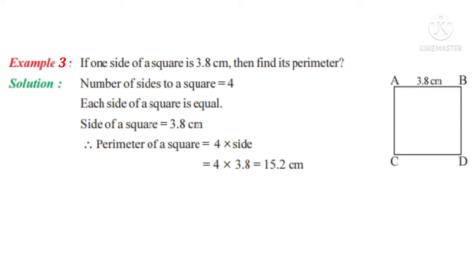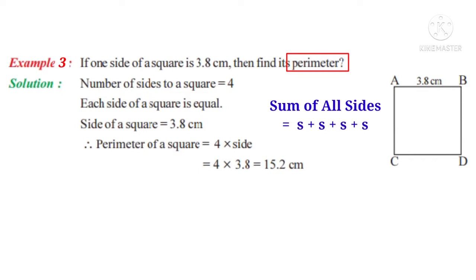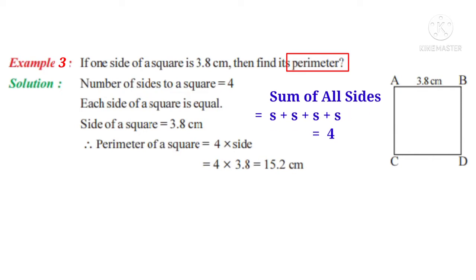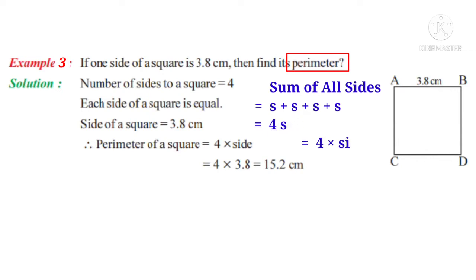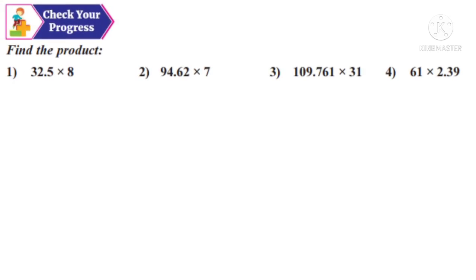Now let us take example 3. If one side of a square is 3.8 centimeters, then find its perimeter. Observe the word perimeter. It has the meaning that sum of all sides. Here all sides equal in a square. So s plus s plus s plus s, that is equal to 4s. Now each side is 3.8 centimeters. So 4 into 3.8 centimeters, that is equal to, on multiplying we get 15.2 centimeters is the perimeter of the square. Now check your progress.